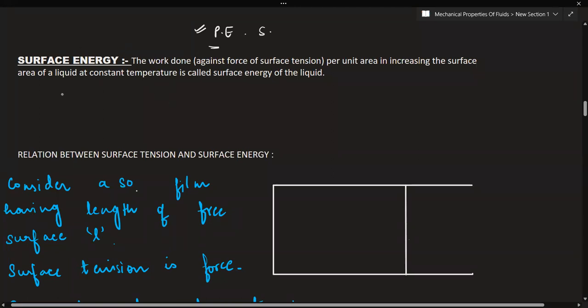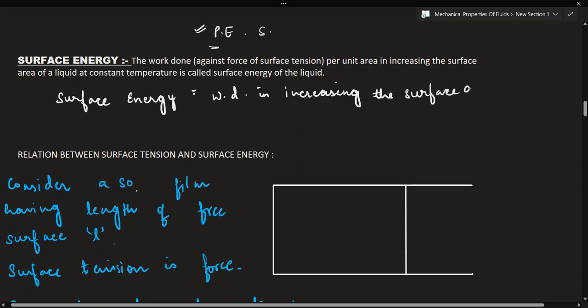So the formula of surface energy is work done in increasing the surface area, divided by the increase in the surface area.